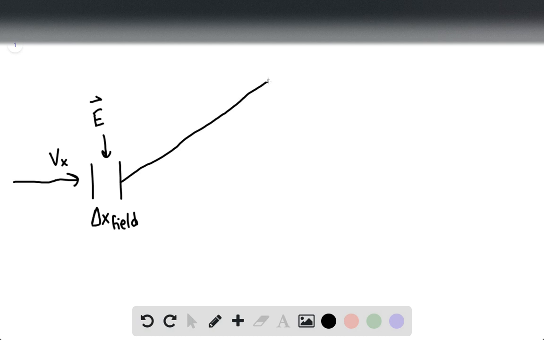So here, I think it'd be better to draw what is going on. So we have this electron here. This is accelerated by an accelerating potential V, and we have this delta x of the field here. And this field has a magnitude of E, and it is deflected. So we have this deflection here.